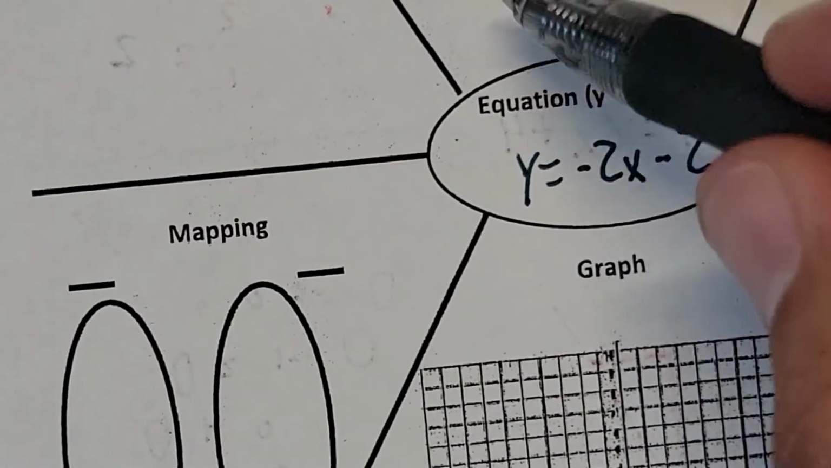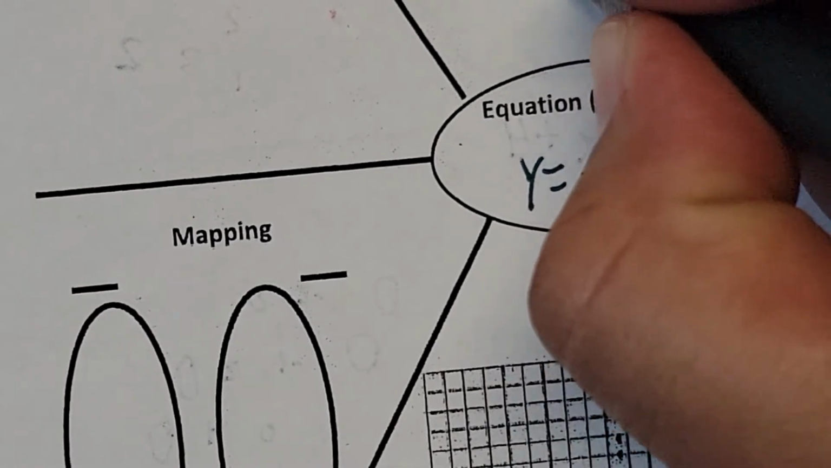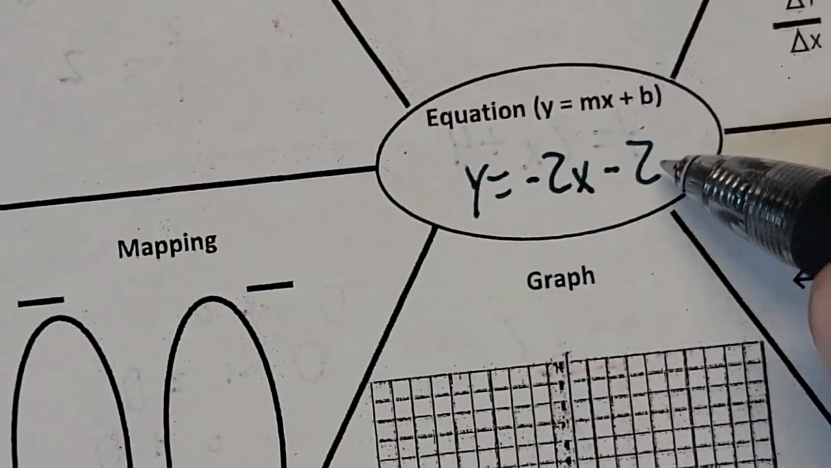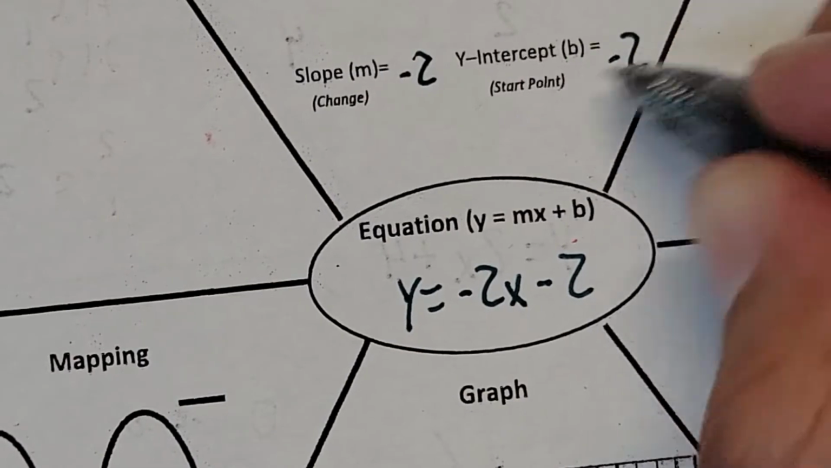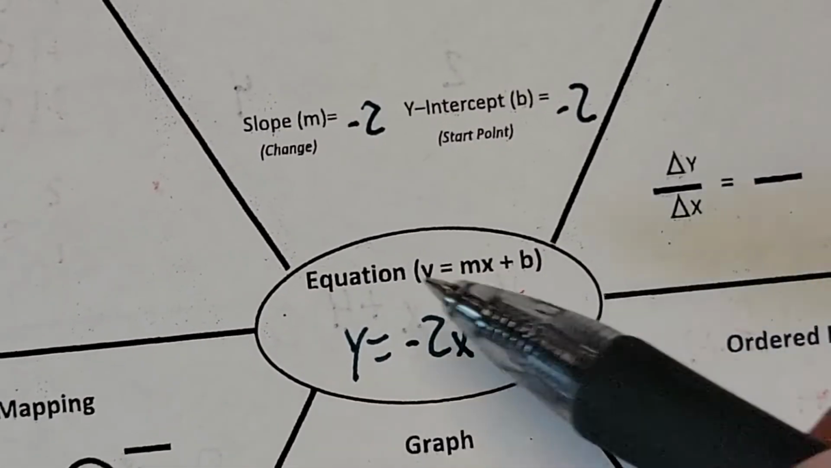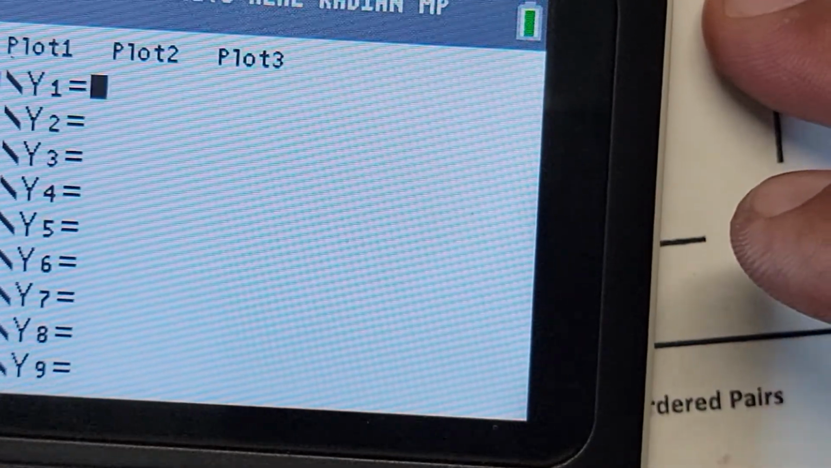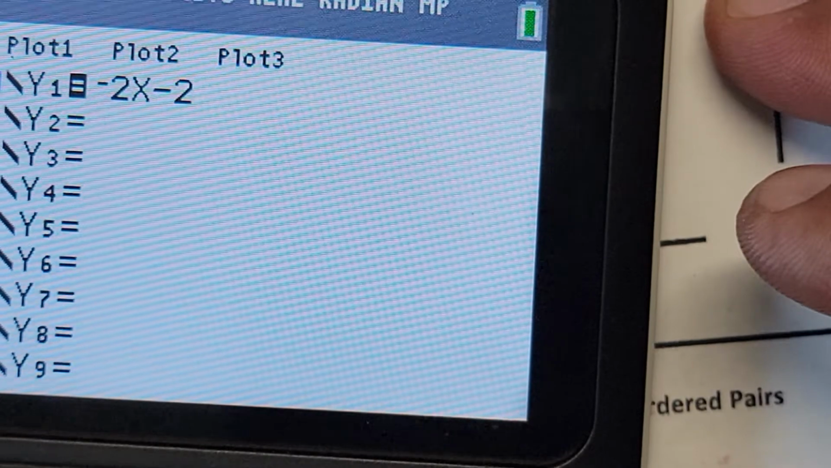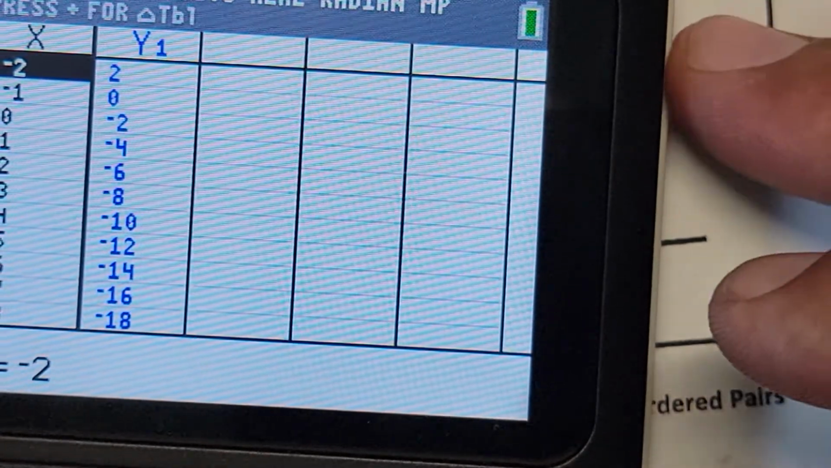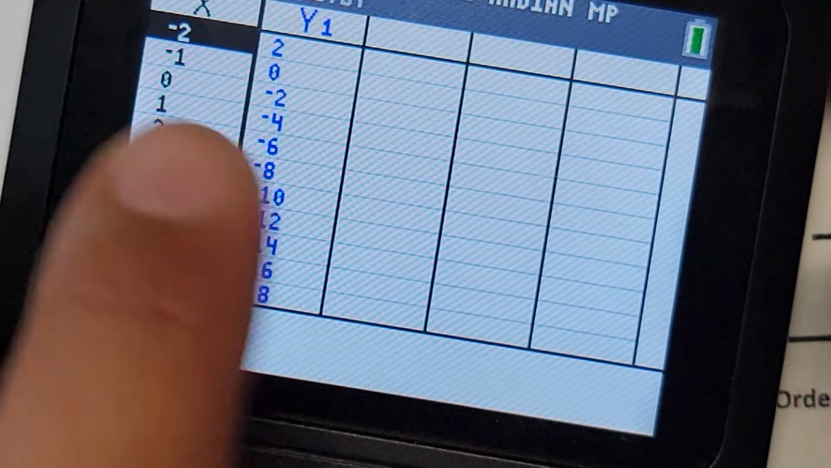Okay, so we have our answers. The slope is -2. That's the one in the front. The y-intercept is also a -2. That's okay if they're the same. Pueden ser igual. Okay, lo voy a poner en la calculadora porque no lo tienen. -2x minus 2. Second graph, right? And we're only going to do from -2 to +2.